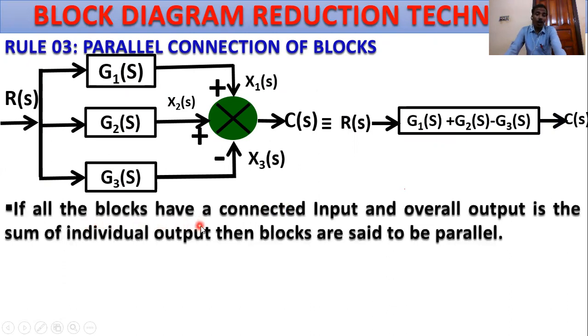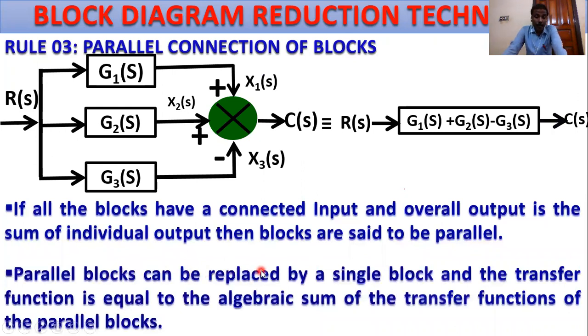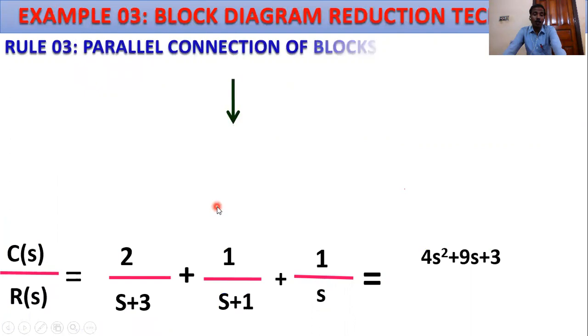If all the blocks have a common input and the overall output is the sum of individual outputs, then the blocks are said to be parallel. Parallel blocks can be replaced by a single block, and the transfer function is equal to the algebraic sum of the transfer functions of the parallel blocks. So this is the basic idea of the parallel connection of blocks.